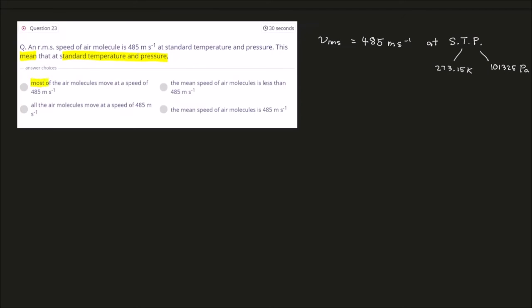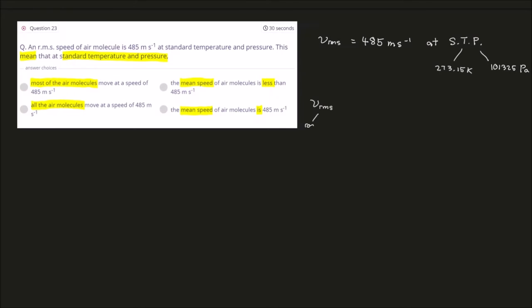This one is most of the air molecules. This one is all the air molecules. This one is mean speed is 485. This one is mean speed less than 485. So what essentially you need to do is understand the meaning of RMS speed to be able to answer this question. Well, this question is slightly conceptual, so you have to recall what RMS is.